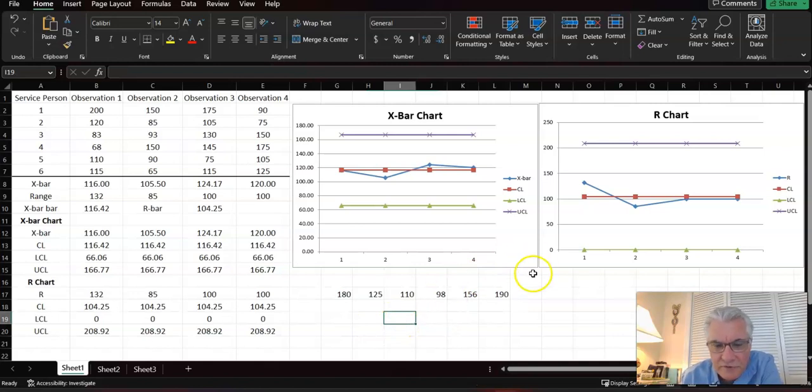I say looks because we still want to look at the range. So the next thing we do is we calculate the range of the new observations, and you get 180 minus 98, so you get 82. Am I right? No, 190. Sorry, 190 minus 98 is 92.